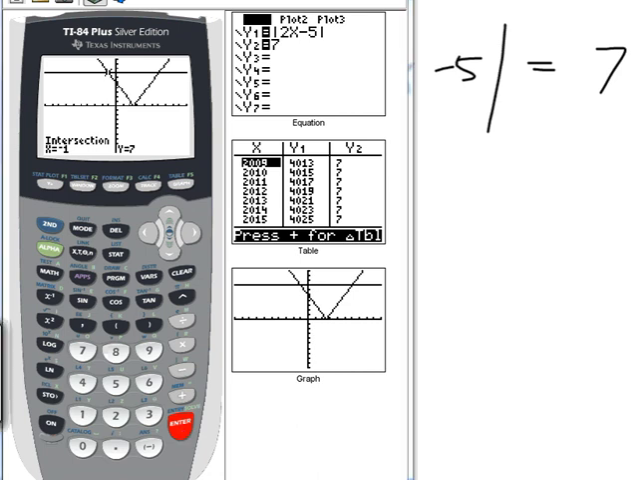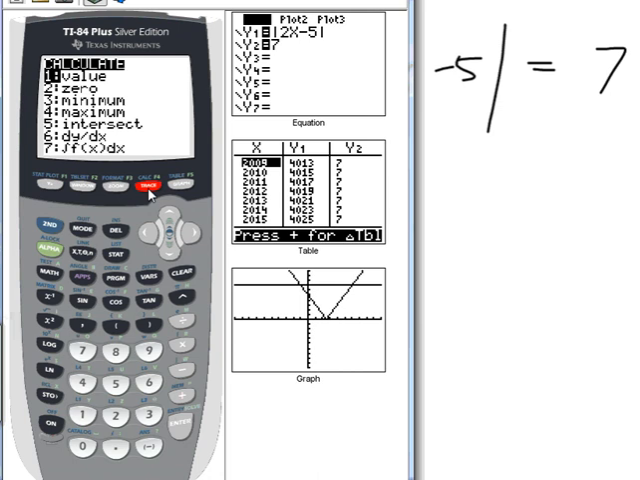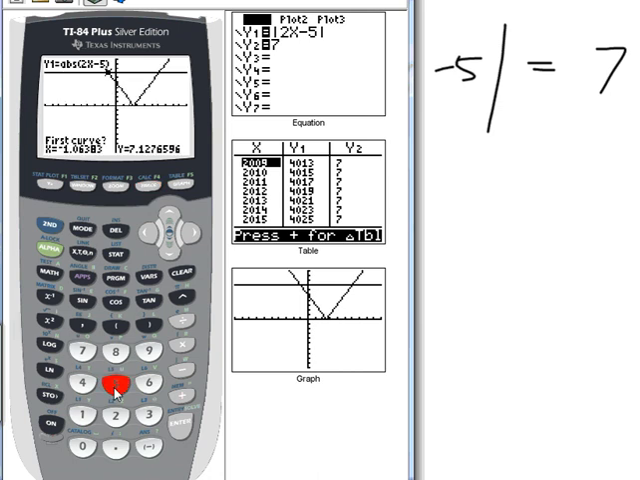Okay. Now, if you are not able to, I'm going to show you one last time how this works. You go second, calculate the intersection, which is number 5. And then the first 2 times are enter and enter. And then when it says guess, you arrow to right where they cross.